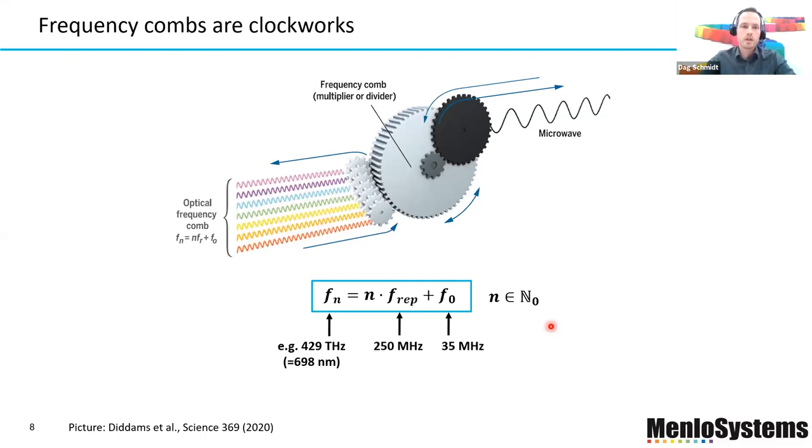So a frequency comb is a clockwork, an optical clockwork, as shown here in this very nice picture by the group of Scott Diddams. And for example, 429 terahertz, which corresponds to 698 nanometer, the strontium clock transition, is divided into integer parts of the repetition rate and an offset frequency. And therefore, you have this clockwork behavior here. You directly link the optical to the microwave or RF domain.